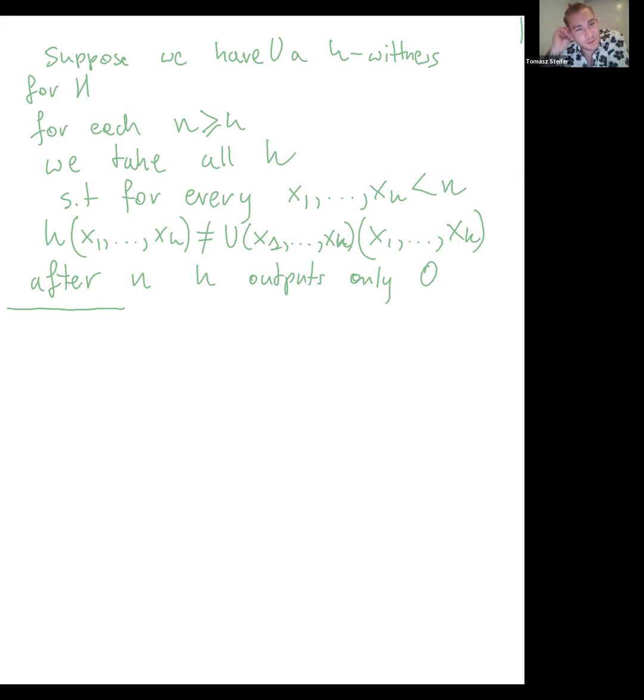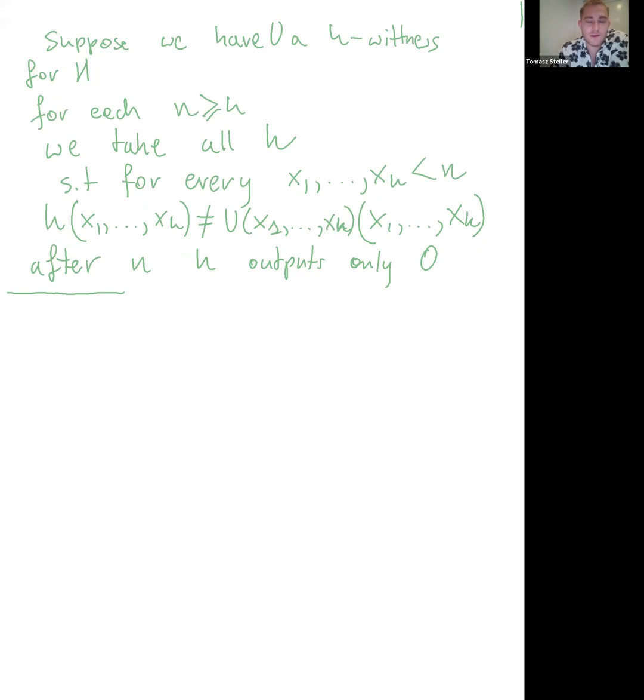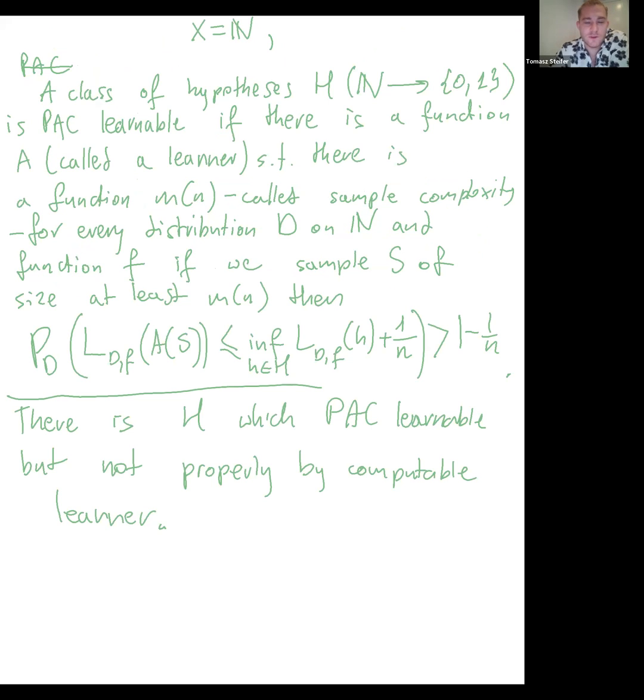So this works for one hypothesis. If we have a finite number of hypotheses, we still can, because what we want to get, if we look back at the definition, is this function m of n, which tells us that if we see at least m of n samples, then with probability 1 minus 1 over n, our error is close to the best one up to 1 over n.